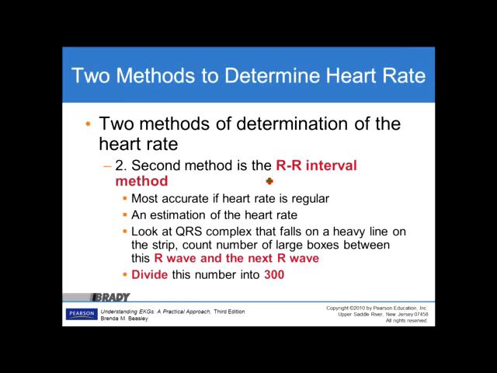The second method is the R-to-R interval method. It is most accurate if the heart rate is regular. If it's irregular, then the R-to-R interval is going to change, so this gives only an estimate of the actual heart rate. We'll look at the QRS complex that falls on a heavy line on the strip. Count the number of large boxes between this R wave and the next R wave. Divide this number into 300.